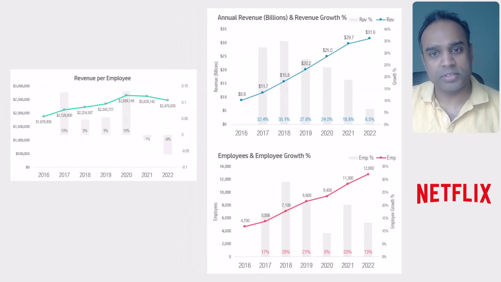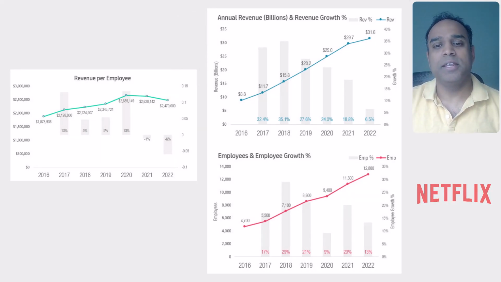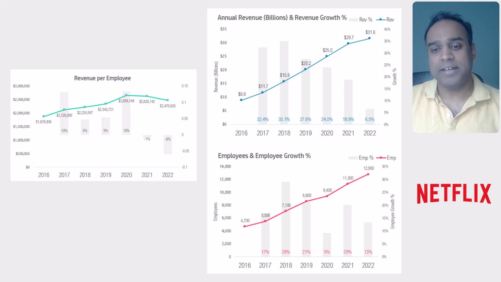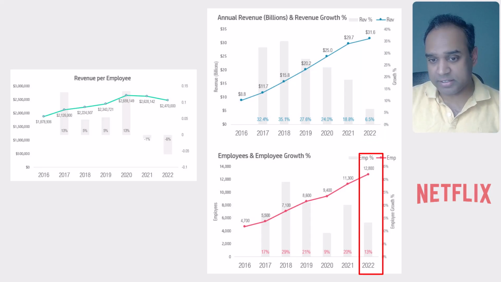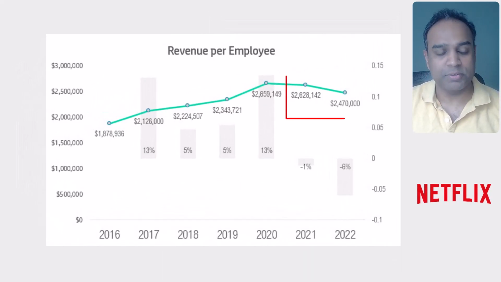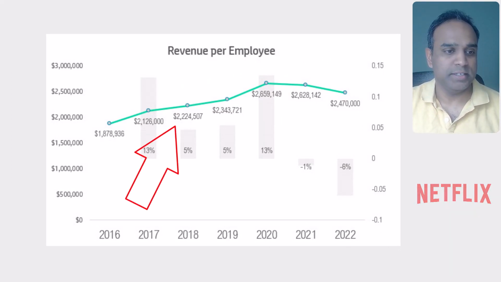And if I look at Netflix, some things are similar. The revenue trend here is again growth throughout, until it started slowing down in 2022. Netflix still had a 13% headcount increase in 2022, and the revenue per employee has dropped, but it's still healthier than it was before 2018.